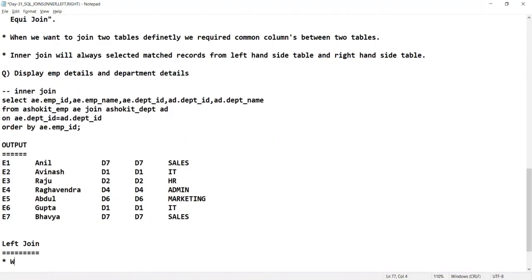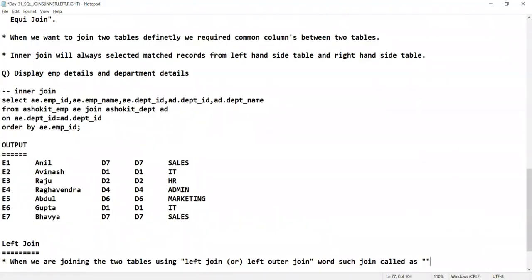Right. So when we are joining two tables using the left join word or the left outer join word, such a join is called a left join. Understand, sir? If you are joining two tables with either the left join word or the left outer join word, such a join we can call a left join.